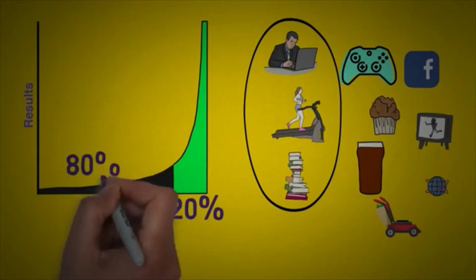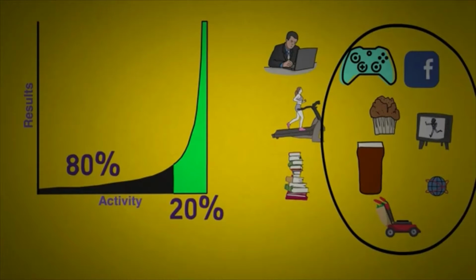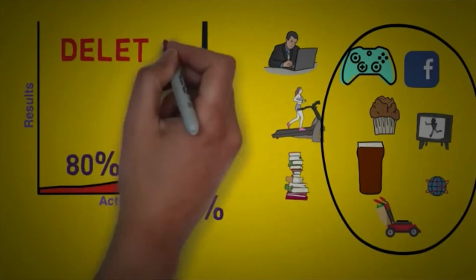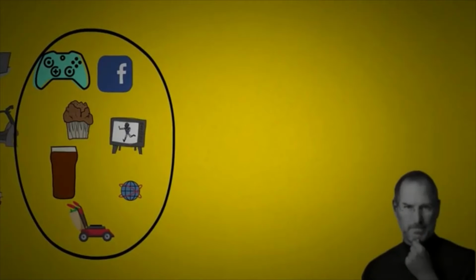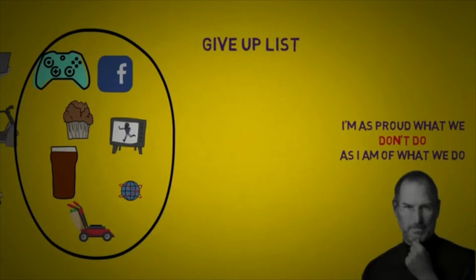Then look at the other 80% and think about all the unproductive stuff you do. Because the first D is delete. Steve Jobs said, "I'm as proud of what we don't do as I am of what we do." So come up with a give up list of what you're willing to sacrifice for success. And yes, I know, this is not easy.